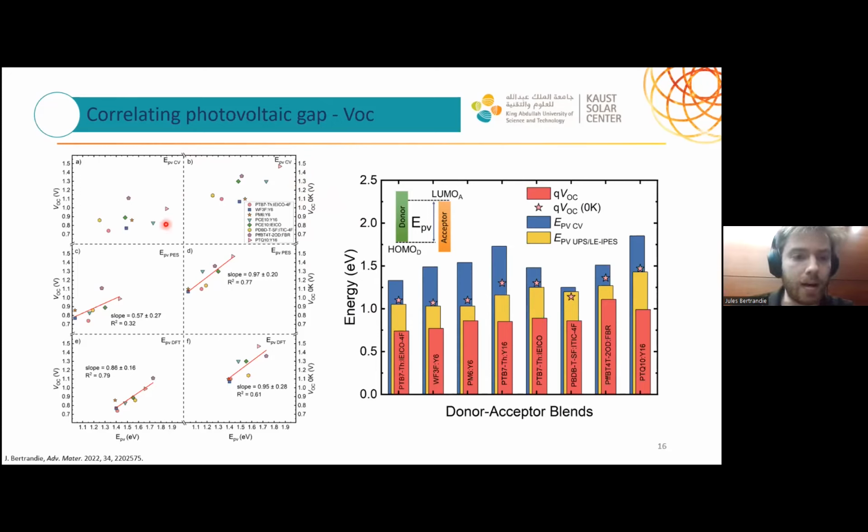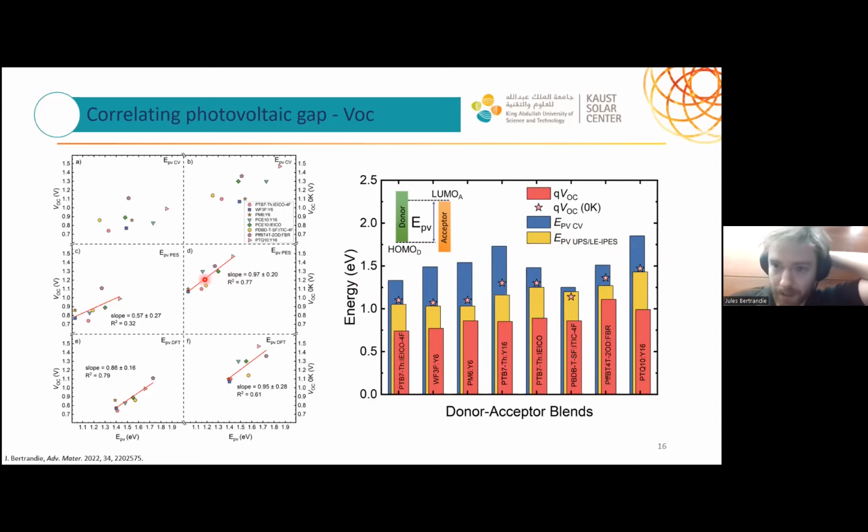So here we try to correlate for all our methods, so with CV, with photoelectron spectroscopy and DFT. And we see that in the case of the CV, we don't see a clear correlation. We tried to do the plot, but the R-square was very low. You can see it better with this graph, where you see the EPV measured from CV in blue, compared with the star, which is the VOC estimated at 0 Kelvin. There is no trend. It's a bit chaotic. We don't see any correlation between those two.